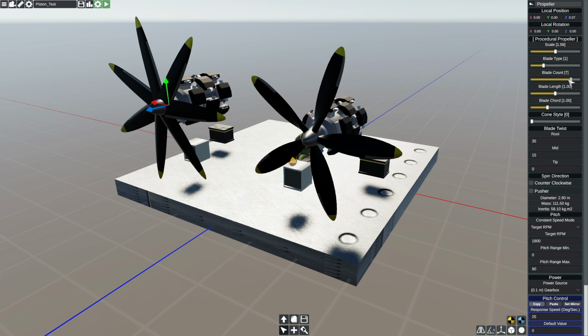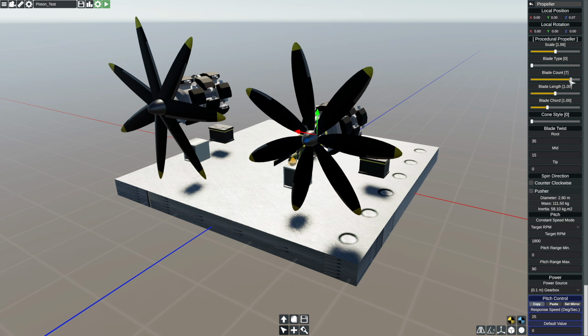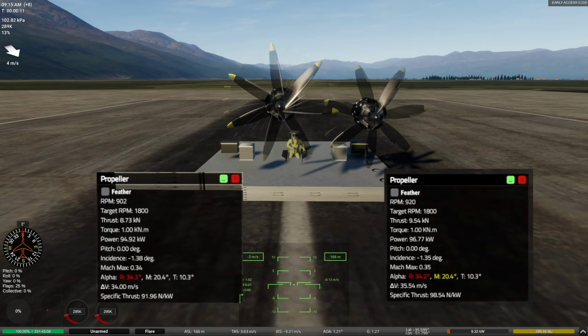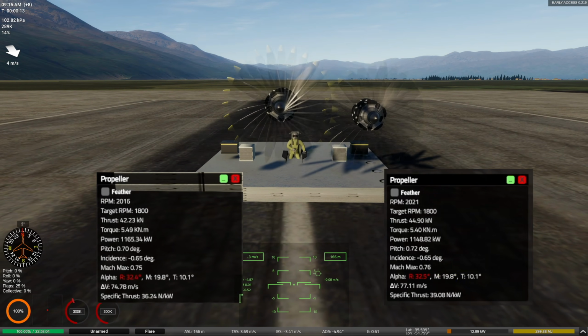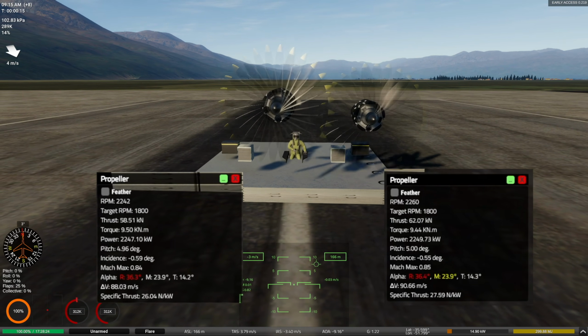Compared to the control group, it appears to be marginally less efficient at generating thrust. To compare thrust efficiency, I am looking at specific thrust and the angles of attack of the blades.